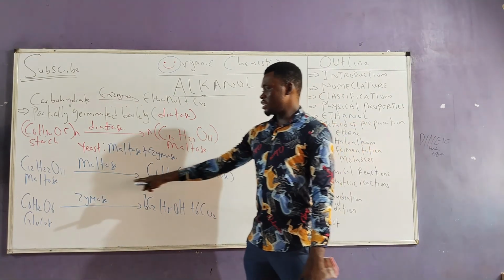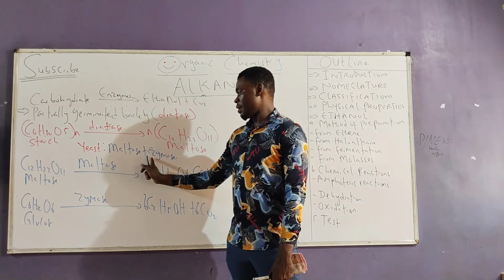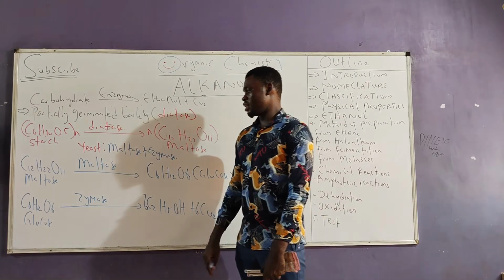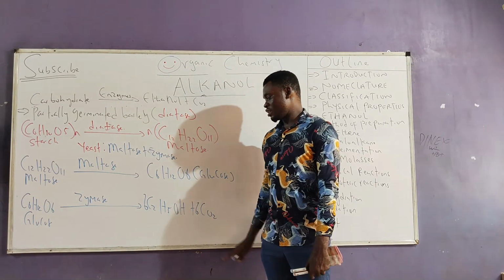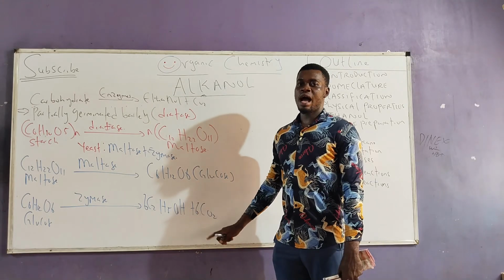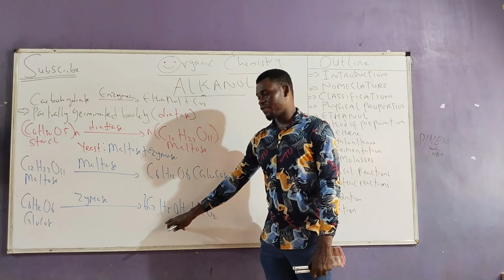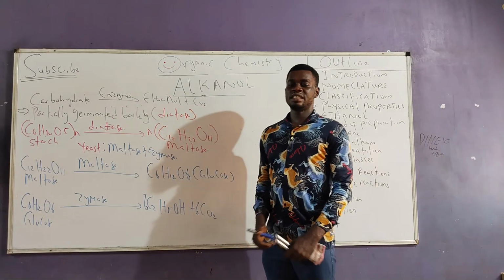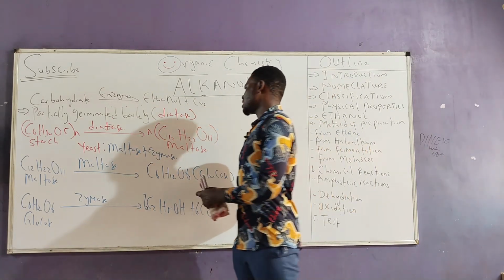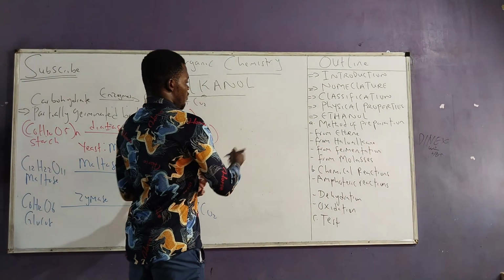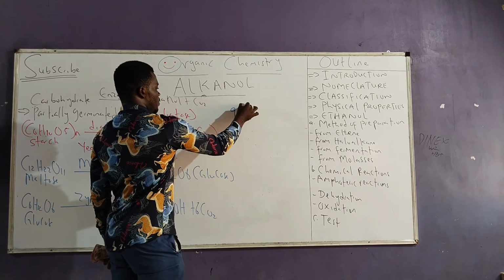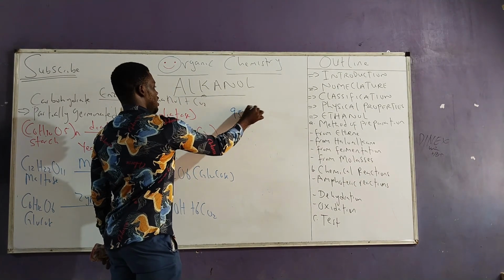Then finally, the second enzyme from yeast, which is zymase, will act on the glucose, finally breaking down the glucose to give us ethanol and liberate CO2. So I can obtain ethanol from this process. Now, this ethanol that is obtained from fermentation is typically impure. Usually, it has a purity of about 95% or 95.5%.